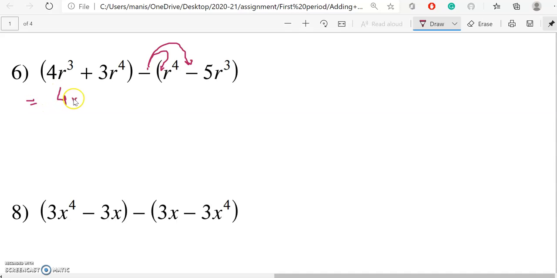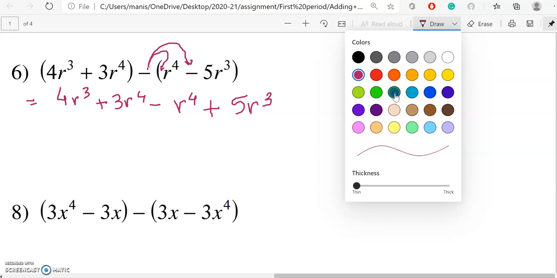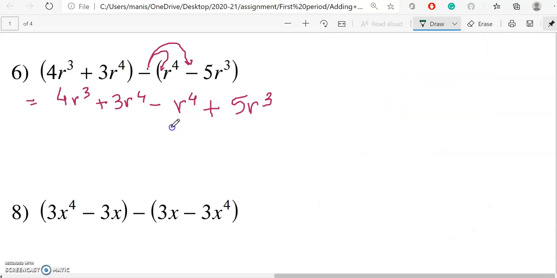This is your 4r to the power 3. This is your plus 3r to the power 4. This is your minus r to the power 4. Now keep in mind, negative sign with a negative or minus sign, it changes to what? Plus sign. 5r to the power 3. Now one important thing to notice over here is there is no coefficient in front of this r. If there is no coefficient, this means you put an imaginary 1 over here. So this is your 1 over here.